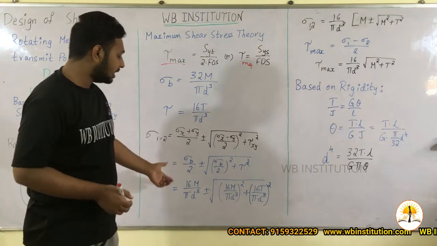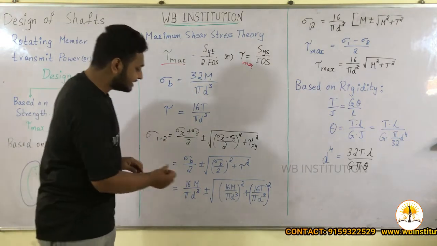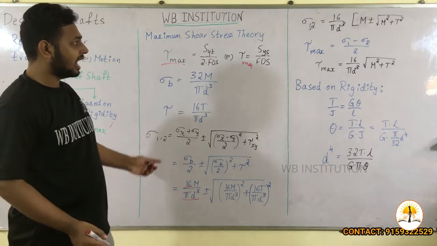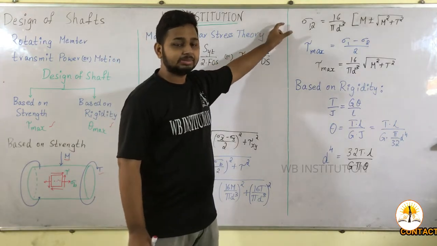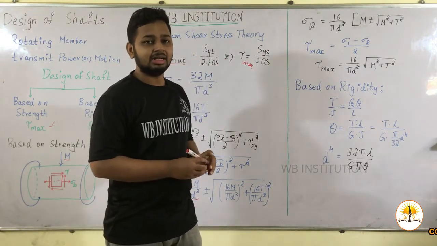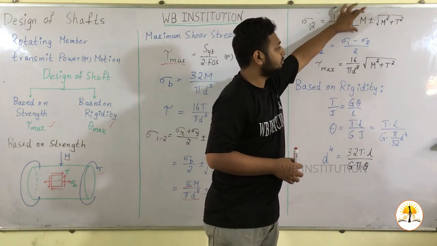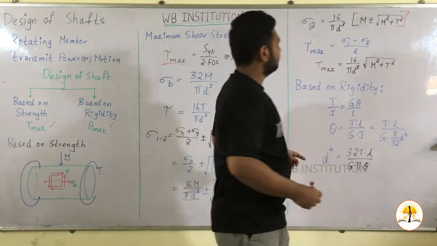So these all are derived in the strength of materials. Now in this equation, let us take 16 by pi d cube as common and let us write the equation. So the equation we will get for the principal stresses, that is sigma 1, 2 equal to 16 by pi d cube into m plus or minus root of m square plus t square.